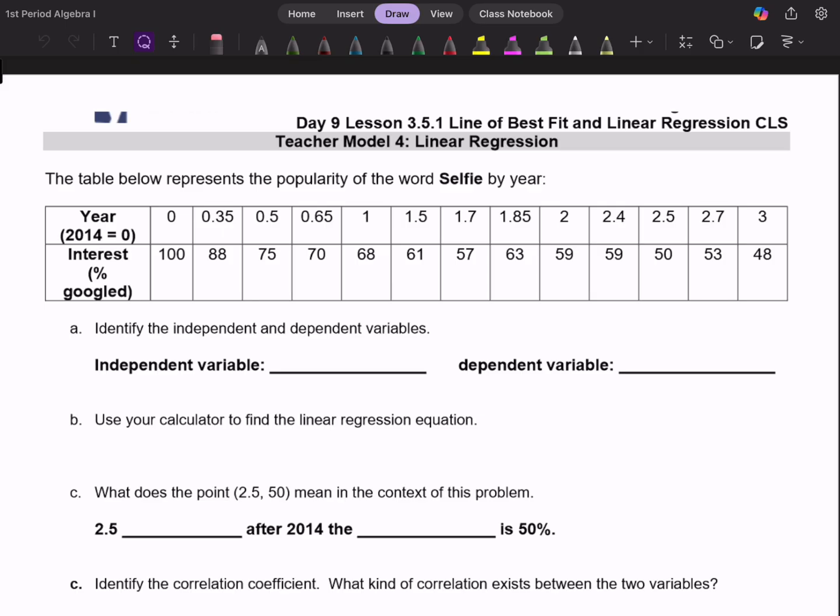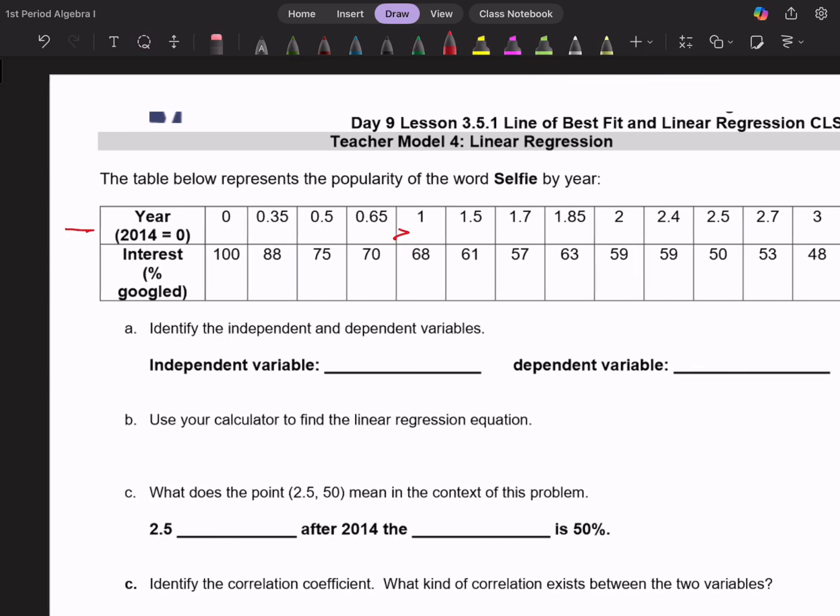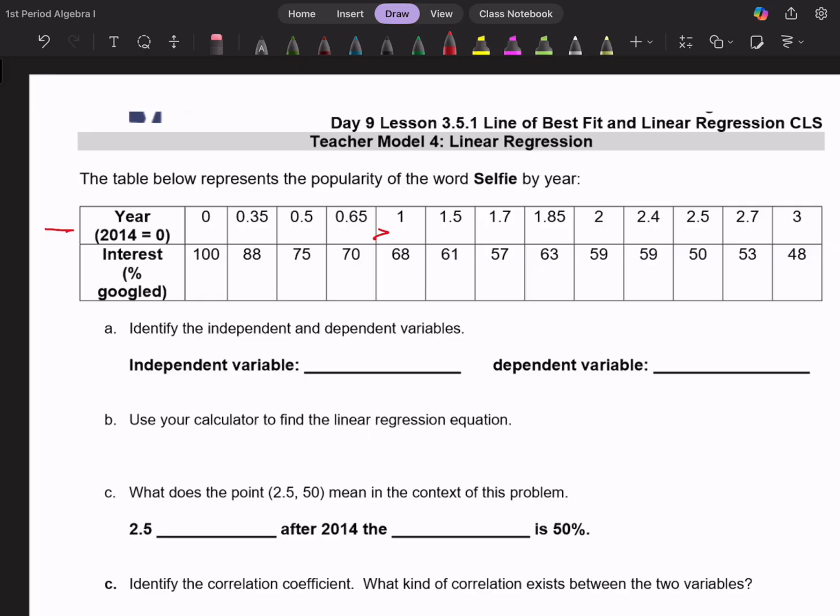So if you look at that first row on your table, that is talking about year. Now, they're not starting at the beginning of time. It is starting at 2014. The reason why I know is because they say 2014 is equal to 0. What that means is that where the 0 is, that's really the year 2014.